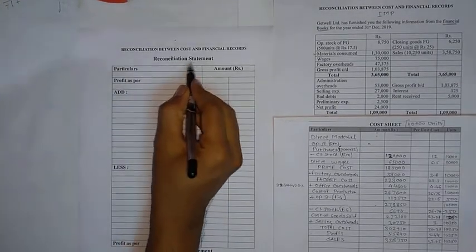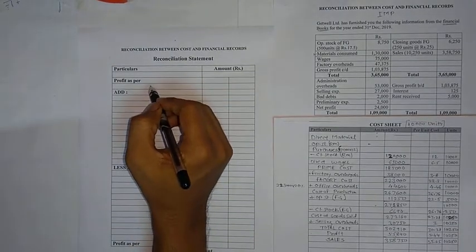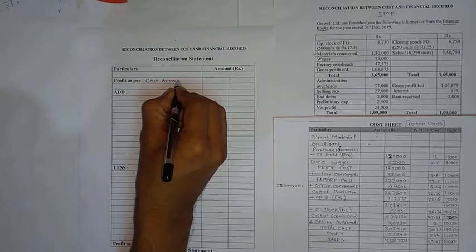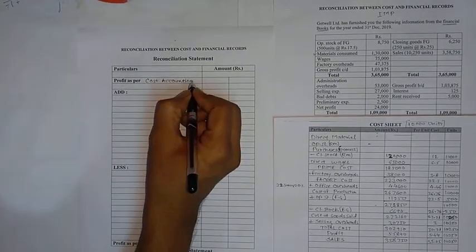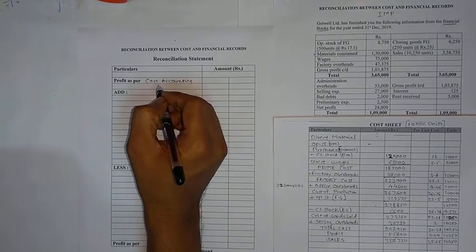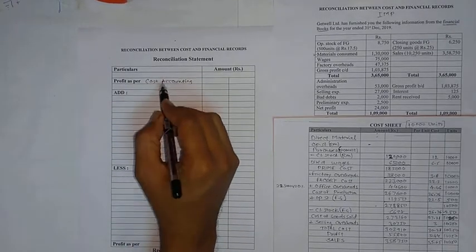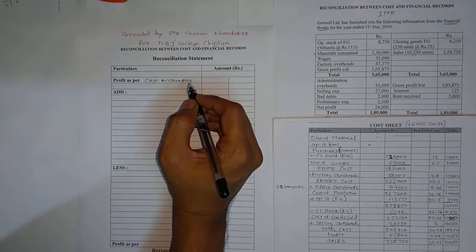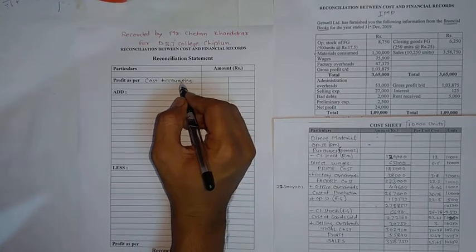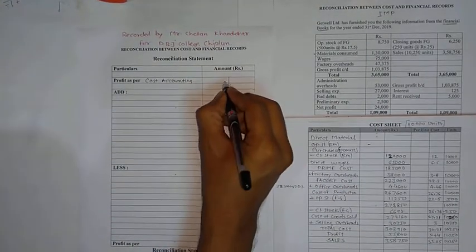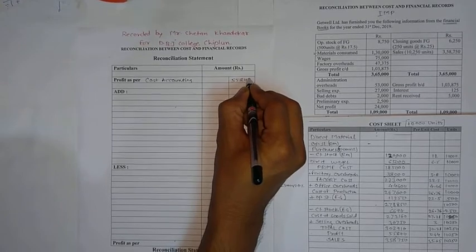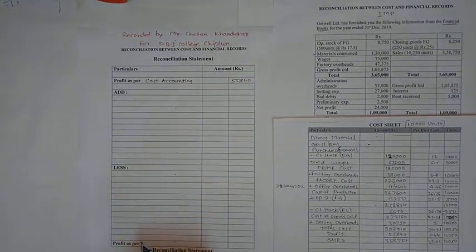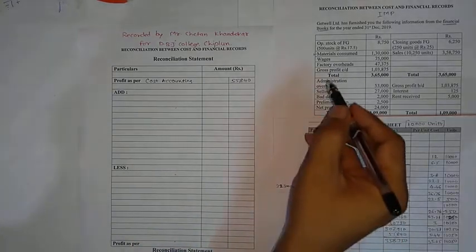Okay, in this reconciliation statement, in this question we will start with profit as per cost accounting. In other questions which are given to you, profit as per financial accounting was our starting point. In this question, profit as per cost accounting will be our starting point. So profit as per cost accounting is 55,840, and now we will add some items and we will deduct some items. So accordingly we will compare one by one items.